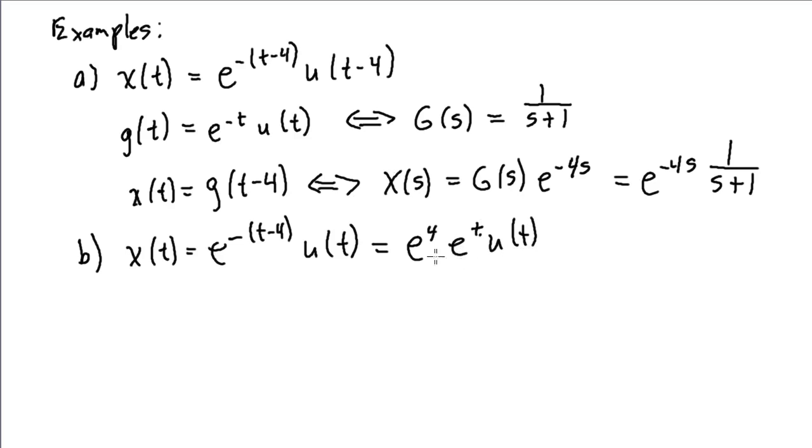So again, splitting this out, doing this little algebraic trick, emphasizes that x of t actually is non-zero for all t greater than 0, and it's not a time-shifted function. So the corresponding X of s would just be this constant, e to the 4 times G of s, since this part is equal to g of t above. So the transform of this function is just e to the 4th power times 1 over s plus 1.